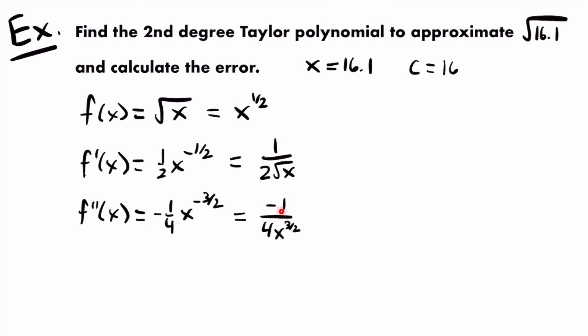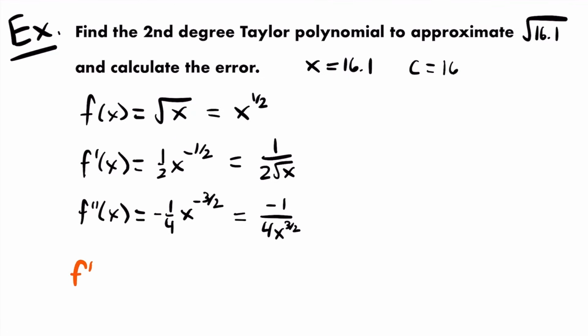Now we can stop there with the second derivative for the second degree Taylor polynomial. However, when we go to calculate the error, we're going to need to know the third derivative, right? Remember that error formula includes the derivative of n plus 1, where that n comes from the degree of the Taylor polynomial that we want to find. So since we want the second degree Taylor polynomial to approximate this function at 16.1, we're going to need to know the third derivative in order to calculate the error. All right, so I'm going to calculate this now, and we'll save it to use with our error formula.